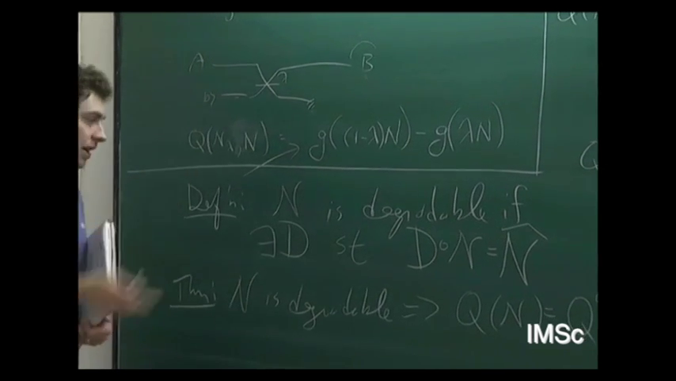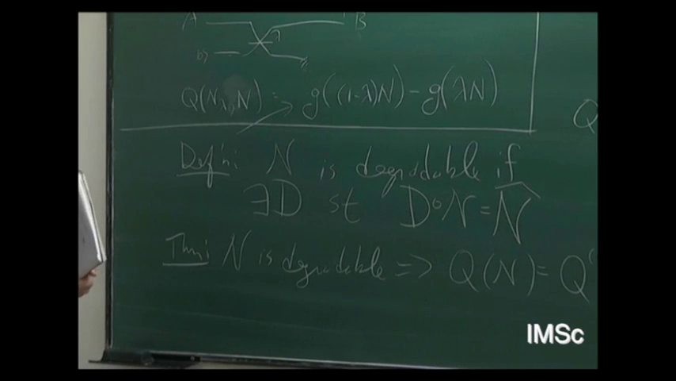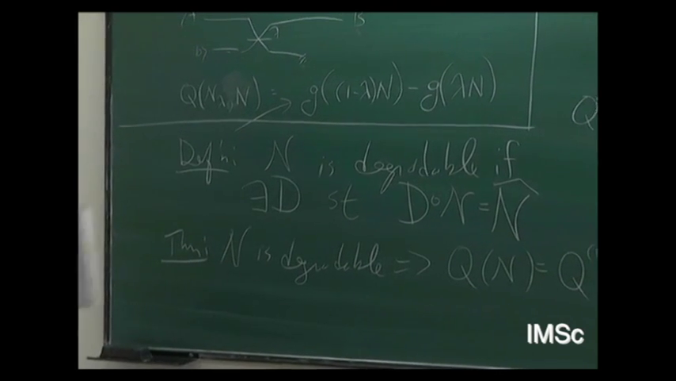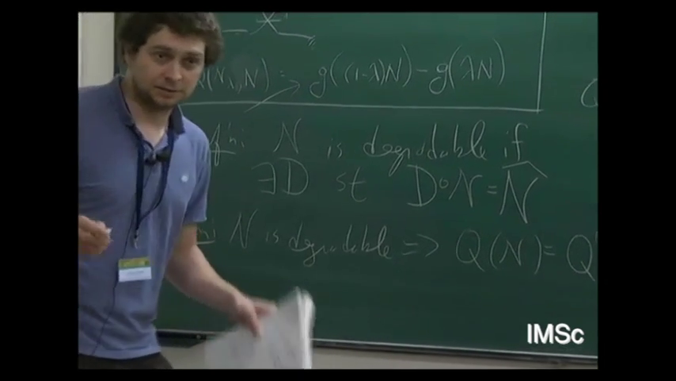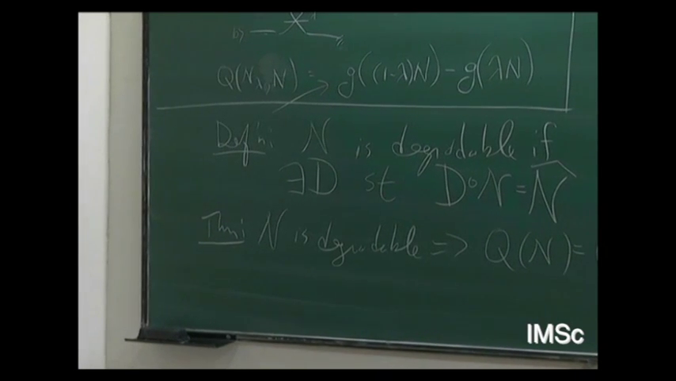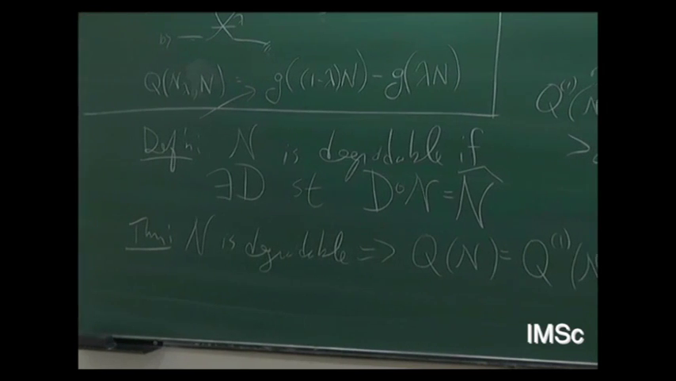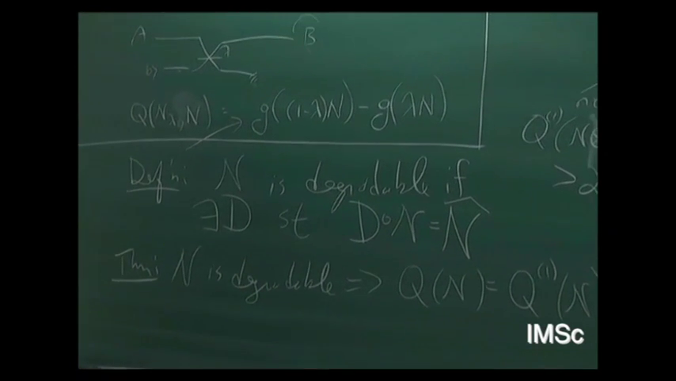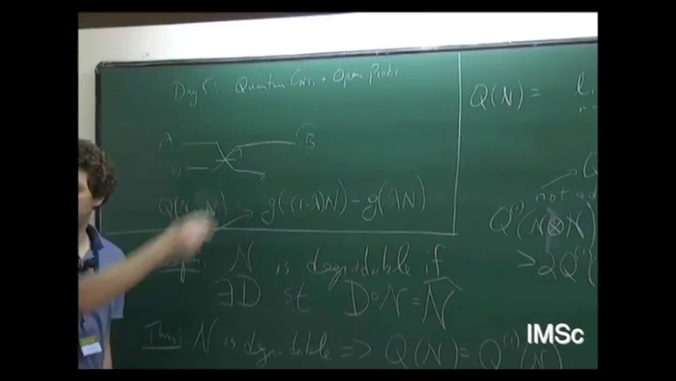So these degradable channels, and their complementary channels that people call anti-degradable, are two classes that we can compute the capacity for. So D goes from system B to system E again. That's right, yeah. So the identity channel is trivially degradable. And a dephasing channel is sort of non-trivially degradable. And this is also non-trivially degradable, right? Like, I can just attenuate this even more to get that.